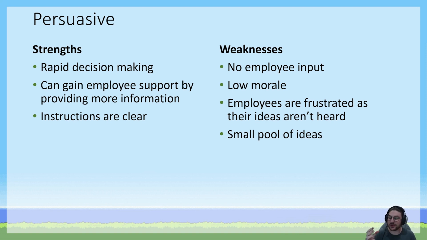However, the persuasive management style differs from the autocratic management style with this extra explanation that a manager will give. So persuasive managers might find it easier to gain employee support through that provision of increased information. And once again, instructions are clear. And in fact, the clarity around instructions may be improved by the provision of extra information.